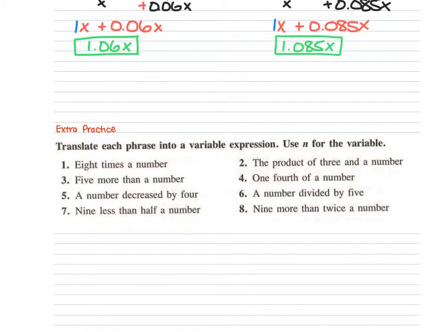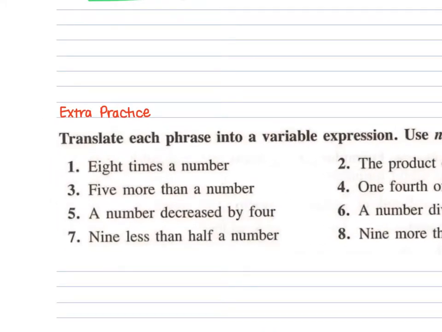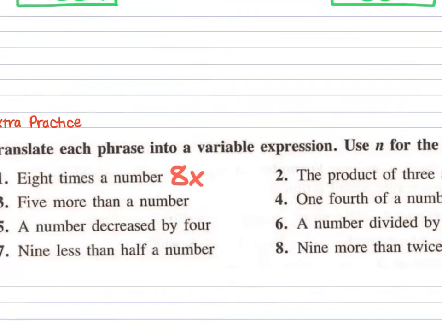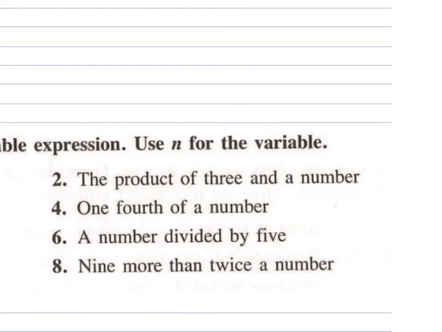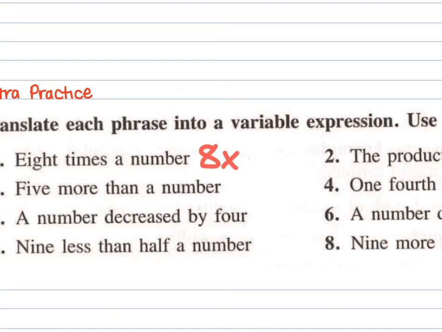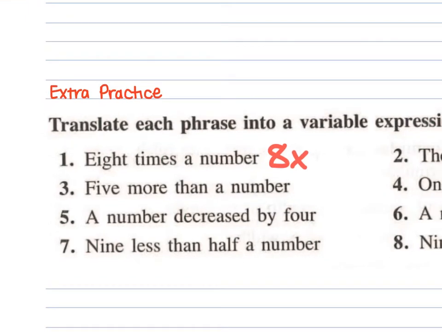If we look at those extra practice problems, we're translating each phrase into a variable expression. So 8 times a number, for example 1, would be just 8 times a number, or 8x, or 8n, whatever variable you choose to use. For 2, it says the product of 3 and a number. Product means multiplication, so that's 3 times a number, so 3n or 3x, totally up to you again.